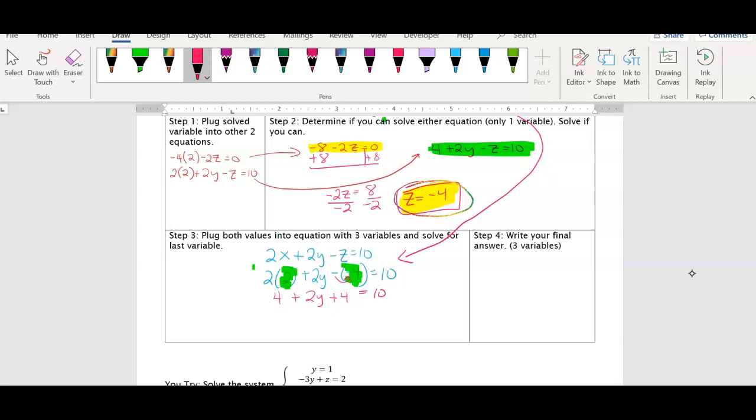Now I need to combine like terms. So I got rid of the parentheses. I'm going to combine like terms. Now I have a 4 and a 4. I can add those together, making it 8. So I have 8 plus 2y equals 10.